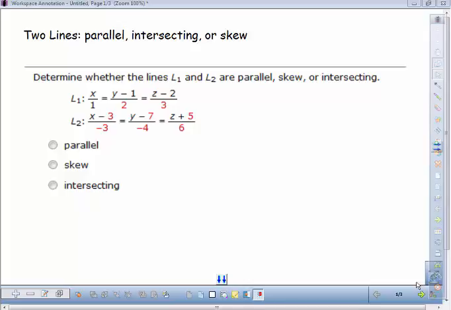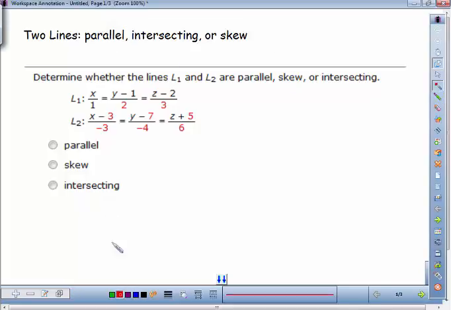Okay, so the way to check for these would be in this order. We would check if they're parallel first, and then we would check if they intersect. And if they're not parallel and they don't intersect, then this is the only other option. So we can't check for something to be skew. We have to show that it's not parallel and they don't intersect.